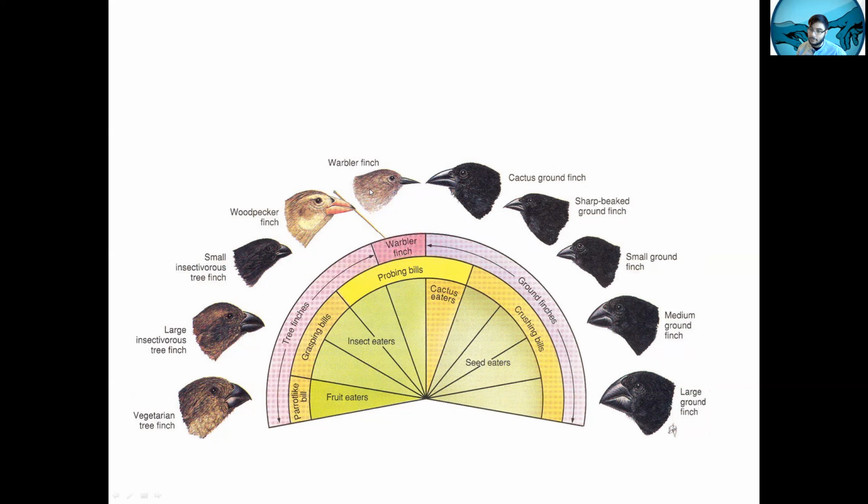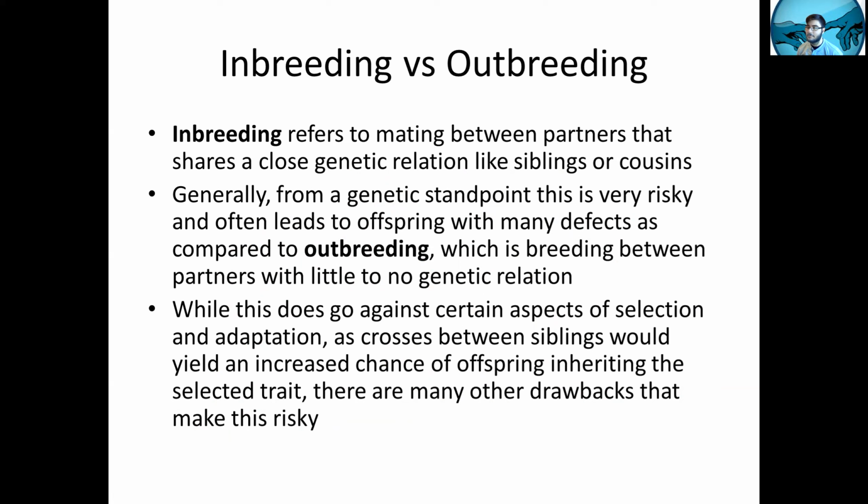Okay. Next, let's talk about inbreeding versus outbreeding. Inbreeding refers to mating between partners that share a close genetic relation, like siblings, cousins, things like that, a close genetic or blood relationship. Generally, from a genetic standpoint, it's very risky and often leads to offspring with many defects as compared to outbreeding, which is what we consider normal mating: breeding between partners with little to no genetic relation.